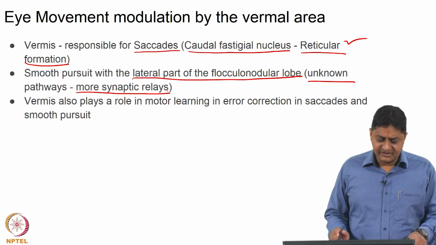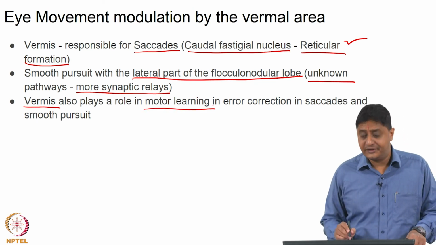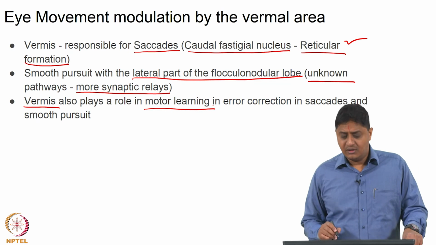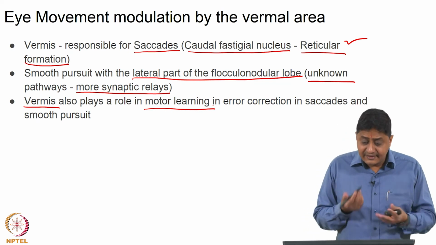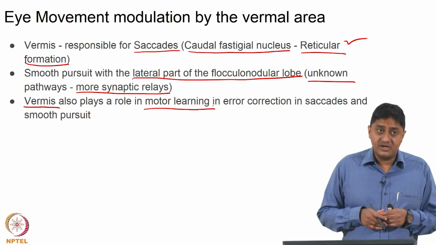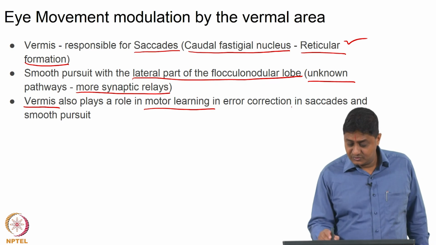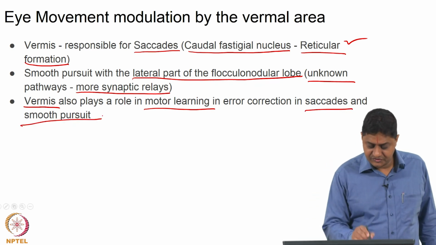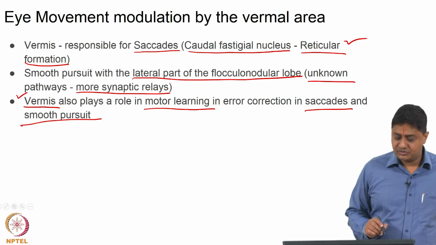Also, it is hypothesized that the vermis plays a crucial role in motor learning. What is motor learning? Motor learning refers to this phenomenon where there is a correction in errors that are made either in the short term or in the long term, especially when it comes to saccade and smooth pursuit error corrections. It is believed that the vermis plays a crucial role.